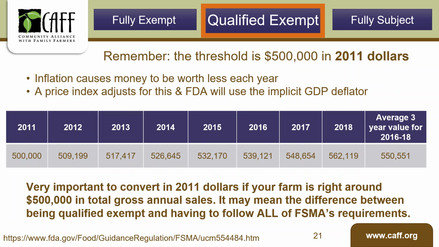And then again, just like the first category, this financial threshold is adjusted for inflation as well. So this is important to note because that $500,000 threshold is now up above $550,000. So if this is a threshold that applies to your farm and you might be close, it's important to make sure to do the math to see where the farm falls.